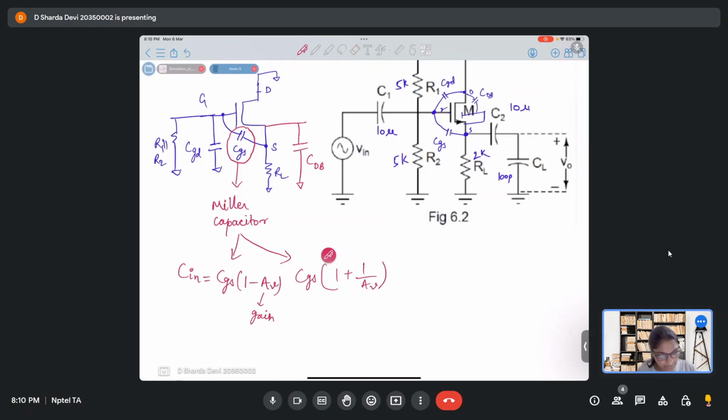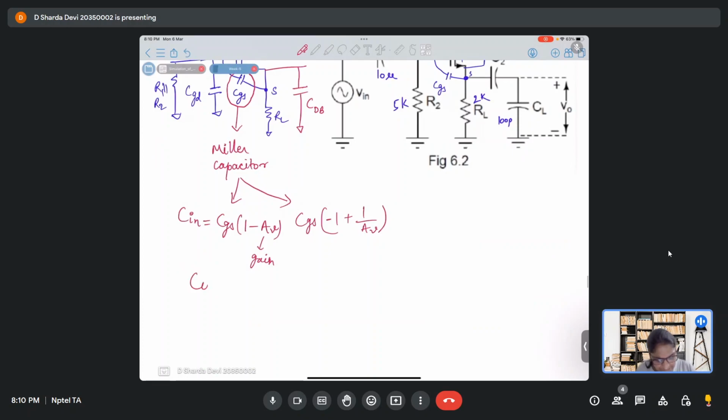Plus minus. Or in short, if I want to write, I can write it as Cn as CGS times AV, and here it will become CGS. It will simply become CGS because 1 by AV will be a very small number, right? So it will simply become minus CGS.